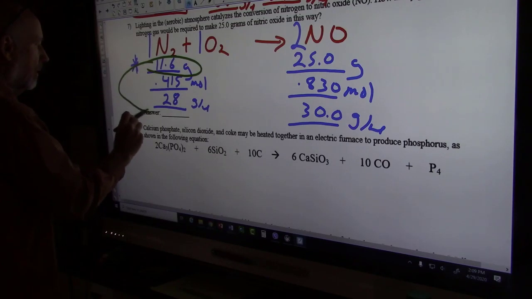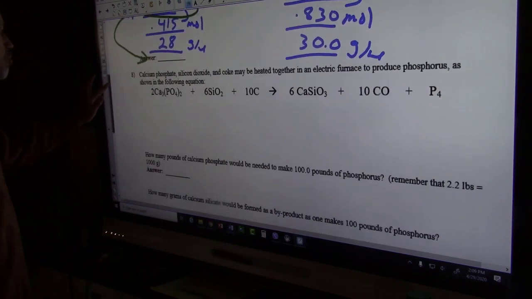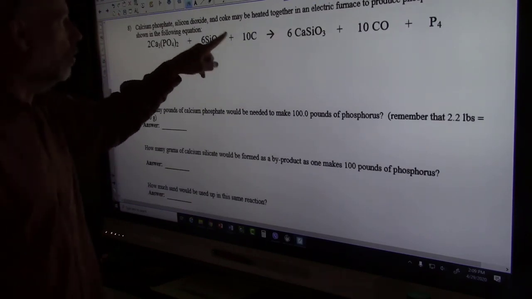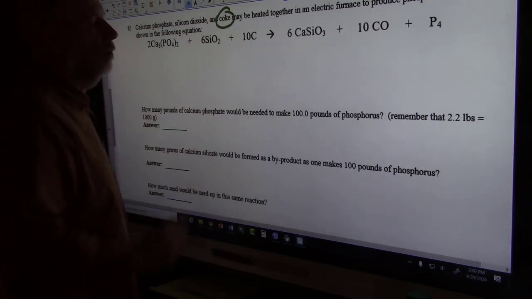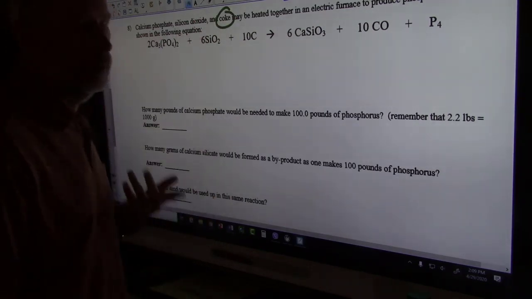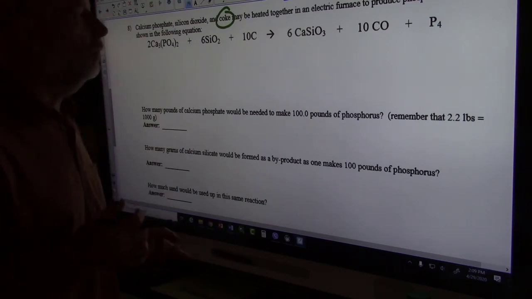11.6 grams. Put it right there. Game over. Next one. Calcium phosphate, silicon dioxide, and coke. Interesting. An old term. It doesn't mean a drink and it doesn't mean anything bad. Coke just means carbon. It's basically charcoal.